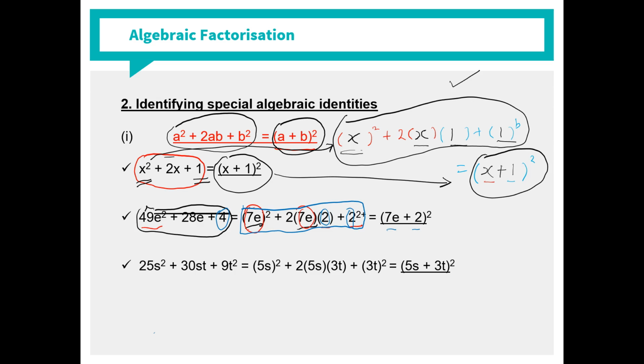Third example, 25s squared. So 25s squared is actually equal to 5s whole thing squared. Right.